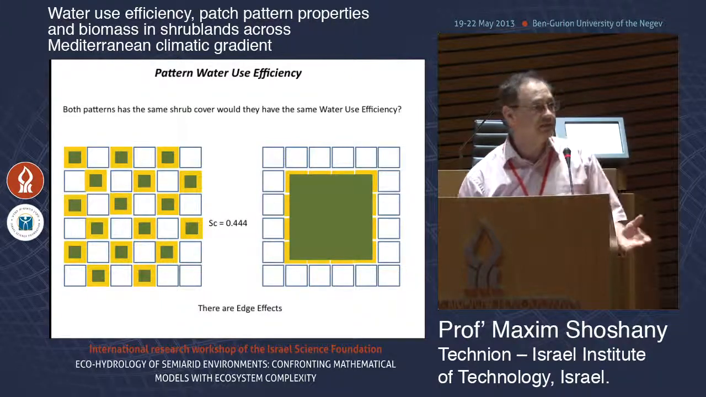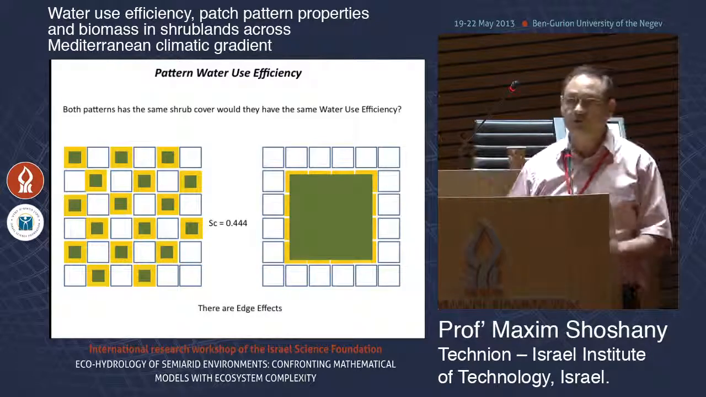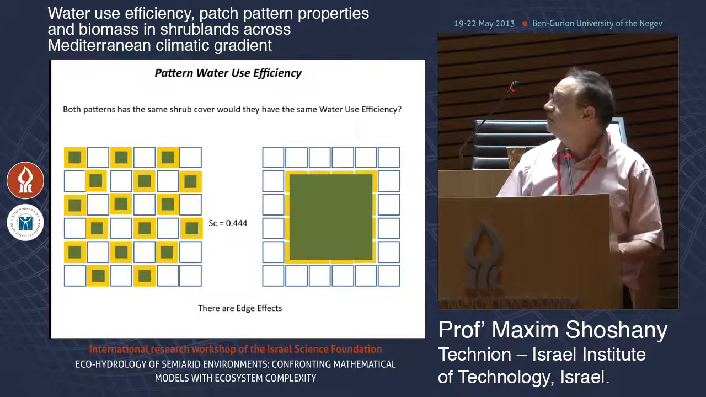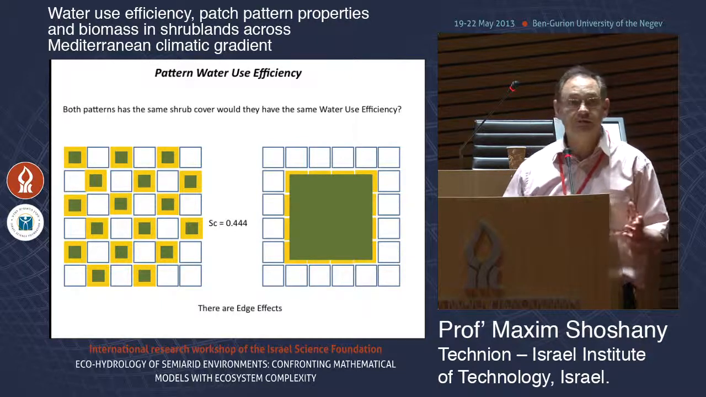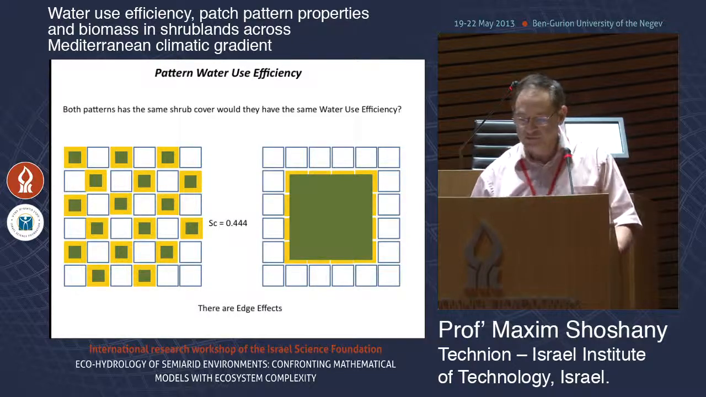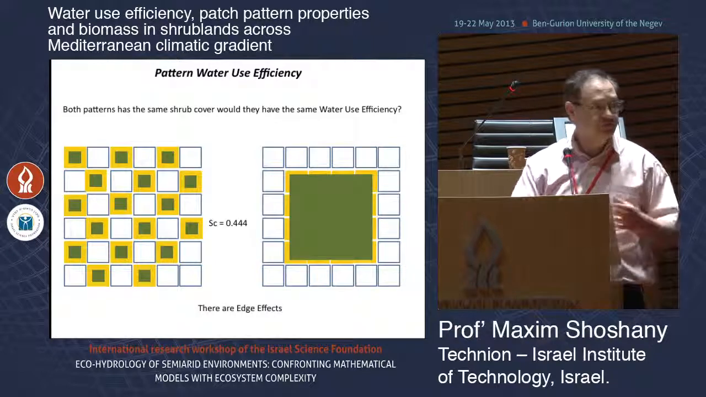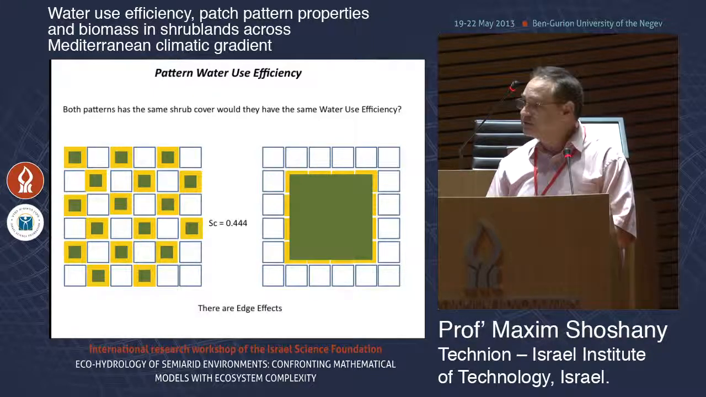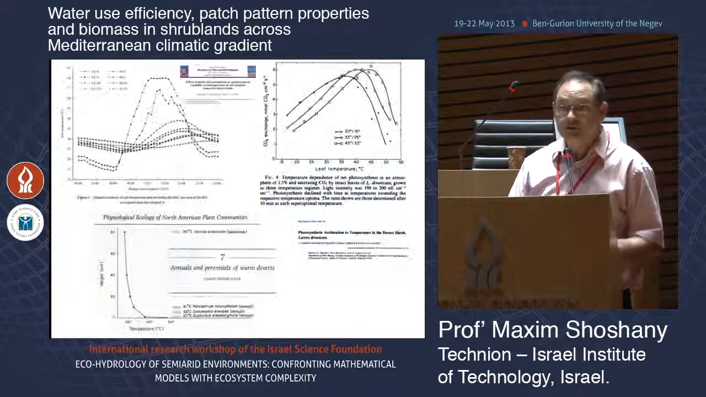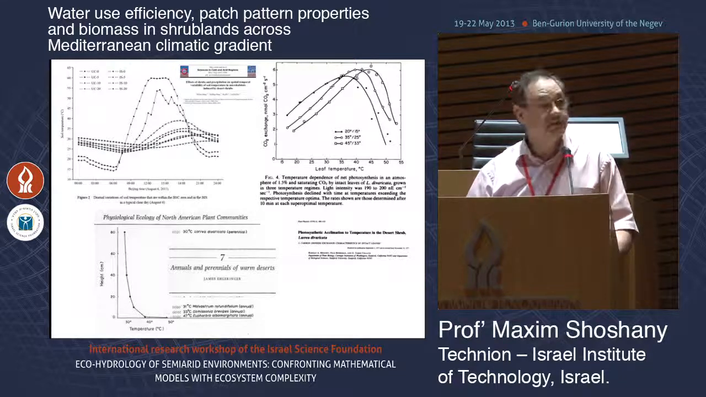So if we start with a simple example, both patterns have the same shrub cover, isn't it? So it's 0.44. Do they both have the same water use efficiency? I think all of you will say no, because we have here what is called edge effects. On each patch we have edges which are different. So the amount of edge is different between the two extreme examples that you have here.